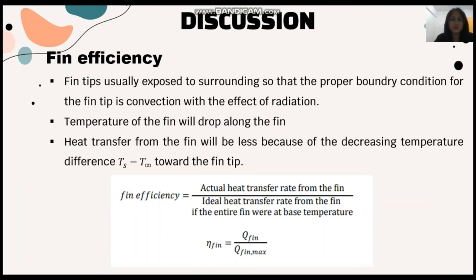For our information, fin tips are usually exposed to the surroundings, so the proper boundary condition for the fin tips is convection with the effect of radiation. The temperature of the fin will drop along the fin, and the heat transfer from the fin will be less because of the decreasing temperature difference toward the fin tip. Temperature difference is the surface temperature minus the surrounding temperature.